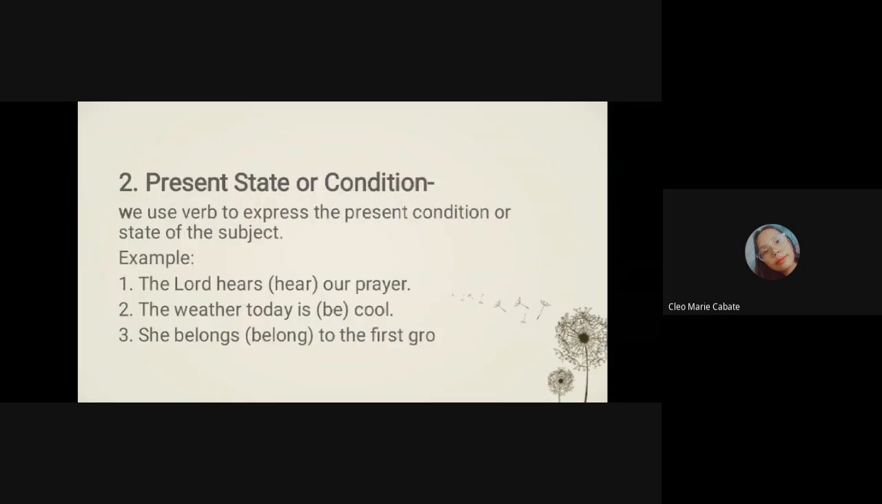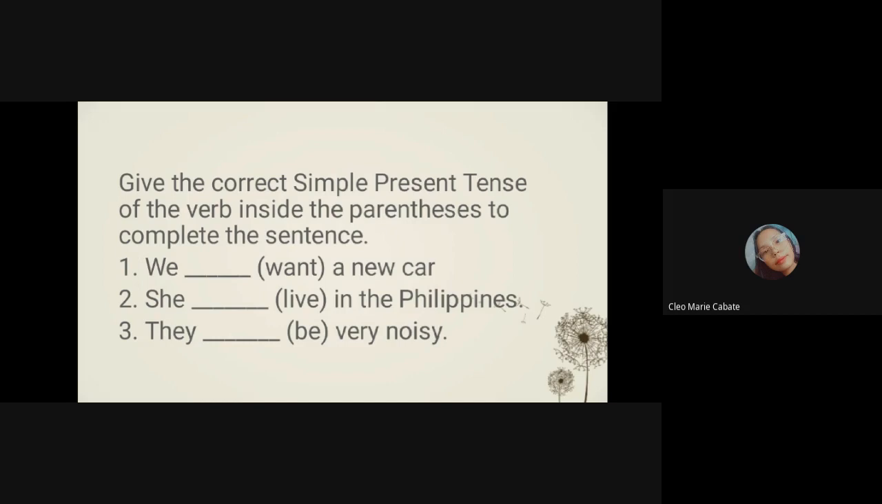Next, present state or condition. We use the verb to express the present condition or state of the subject. Example: the Lord hear our prayers. The Lord hears our prayers. The weather today be cool. The weather today is cool. She belongs to the first group. Okay, try to answer this again using present state or condition. Okay, are you done?